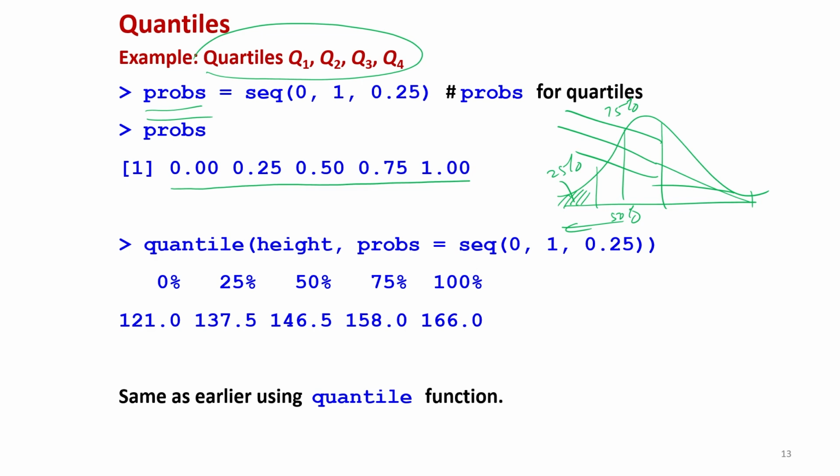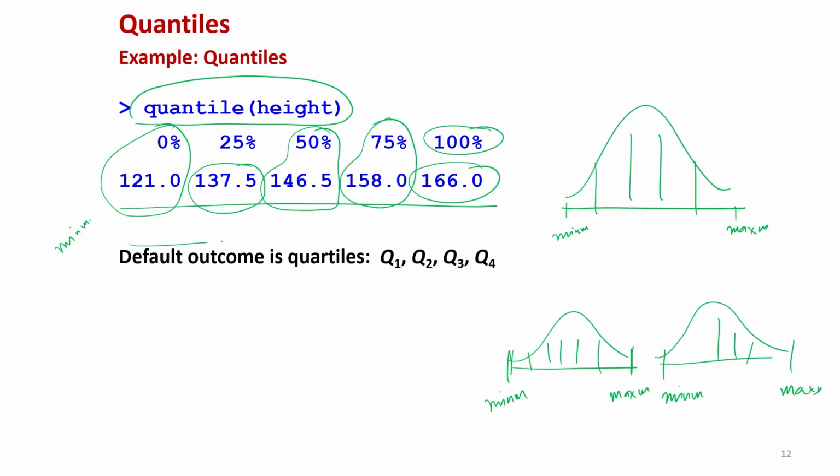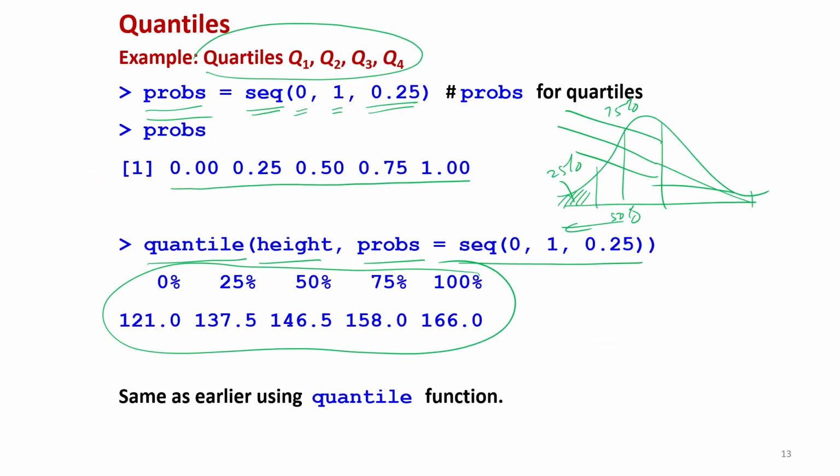This type of sequence can be created by the command seq, within parentheses from 0 to 1 by 0.25. Now I give quantile, height, and probs equal to this sequence. You can get the same quartiles which you obtained here. You can see this value and the value you obtained here are the same. So this I wanted to show you.